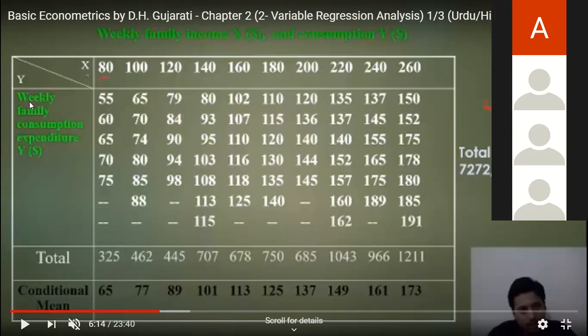Listen carefully. Now you found that there are 1, 2, 3, 4, 5 families within the income group 80. How many families are there in the income group 80? 5 families. And if you ask, will the 5 families tell you the same expenditure? No. So look at this. Here one family is spending $55, another family 60, 55, 70, and 75.